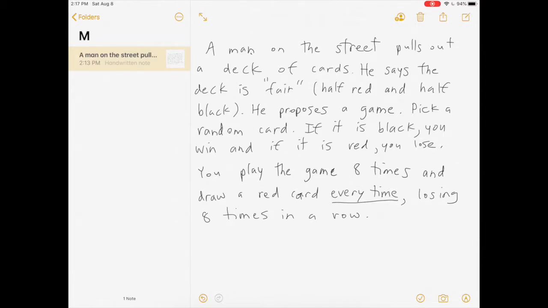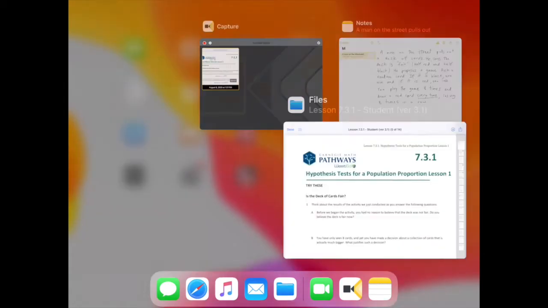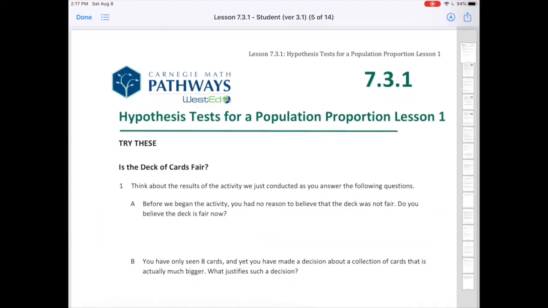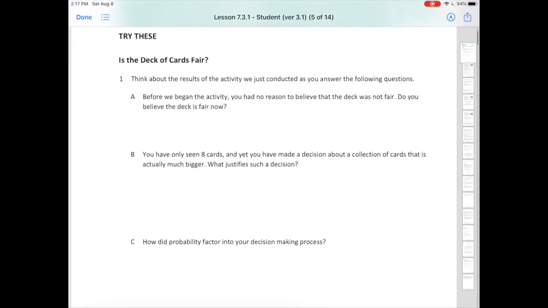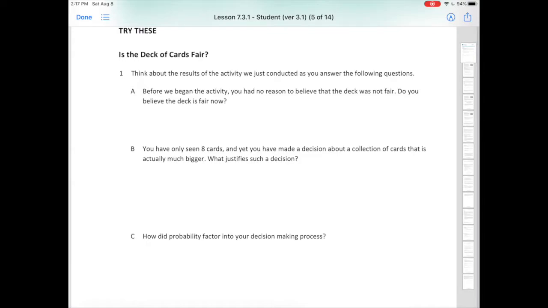Okay, so that is the situation. So, is the deck of cards fair? So, let's go ahead and read into this a little bit, okay? So think about the results of the activity we just conducted as you answer the following questions. So before we played this game with this random person on the street, we had no reason to believe that the deck was not fair. Do you believe that the deck is fair now?